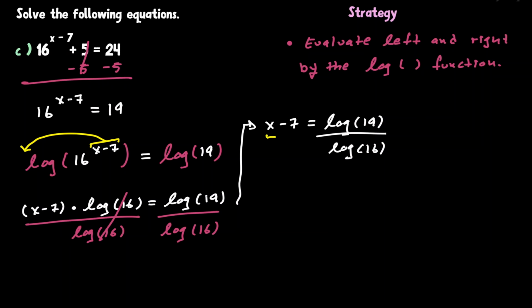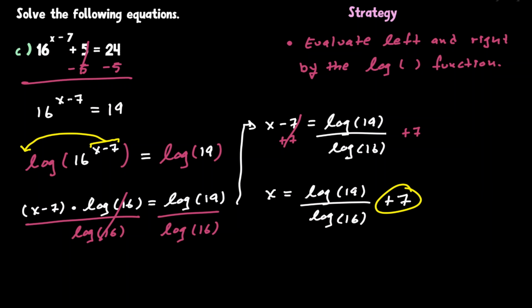Now to get x by itself, we need to get rid of that minus 7. So let's do the opposite, which is addition. So let's add 7 on the left and the right. One thing that I want to point out is that this addition of 7, we're not adding it on the numerator of the fraction that we have. We're adding it as if it was a term of itself.